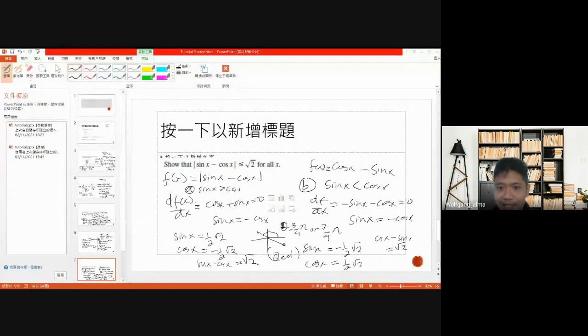Is it clear? I think it's quite clear, right? I ran out of time, but basically we need to check the extreme points, and that's where the extremum happens.